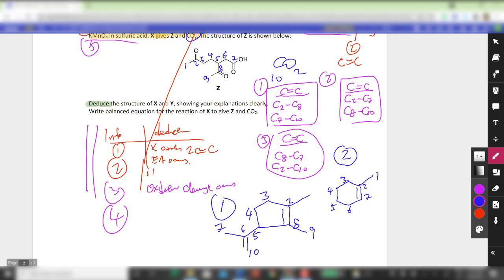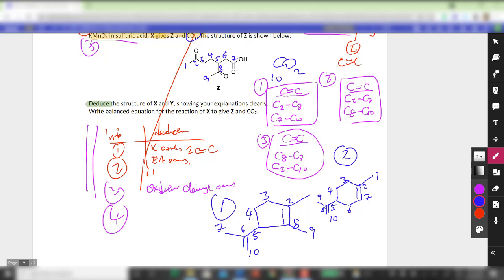There will be a group bonded to 8 and 9, so that will be 8, and then 9. And then there's a terminal alkene bonded to carbon number 8. So this is a terminal alkene. So this is carbon number 10. Yeah. So this will be the structure for Z.